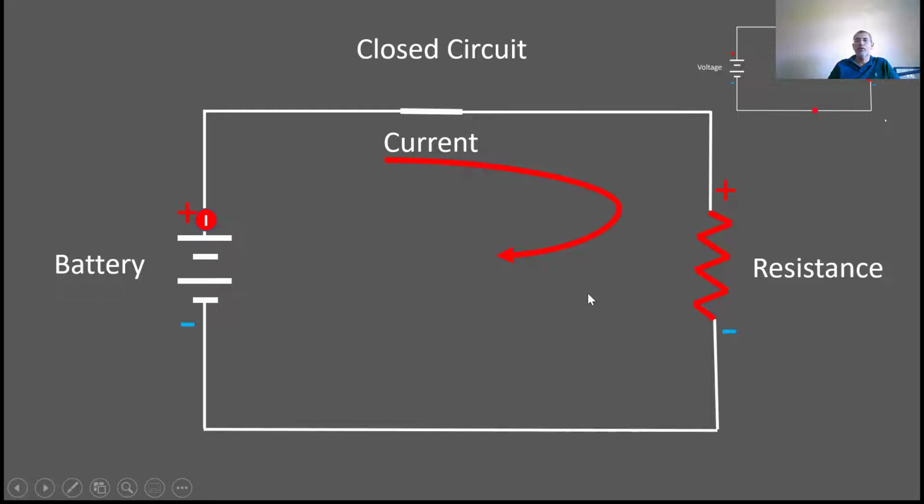This is a conventional current. It goes from positive to negative, so it flows like this. But actually what's happening is electrons are moving from the negative end of the battery to the positive end of the battery, so it's flowing the other way.